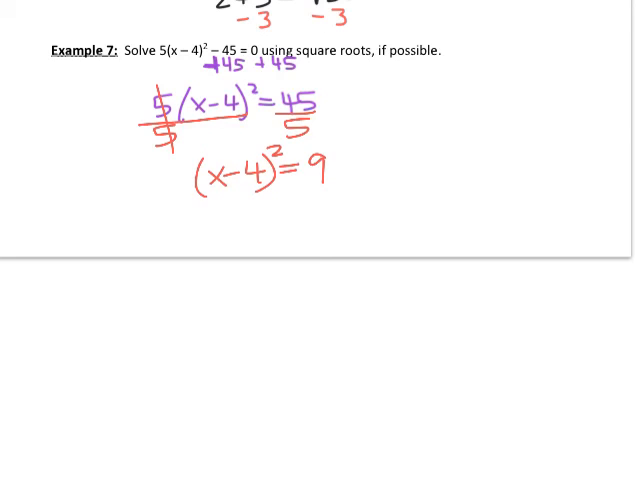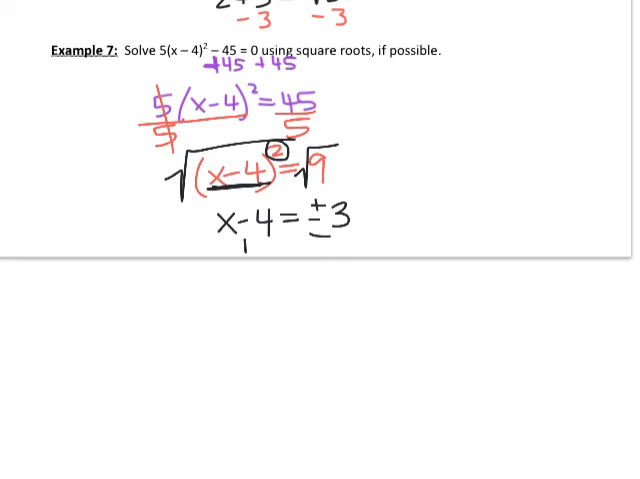So if I take the square root of both sides, when I take the square root of this side, it's just going to leave what's inside the parentheses, because remember, when you have something that's squared, it kind of cancels out the square root. So x minus 4 equals, and by the way, I'm going to take the square root of this side as well, and that's going to be plus or minus 3. Now we have two separate problems here because we have a plus and a minus 3 on the right.